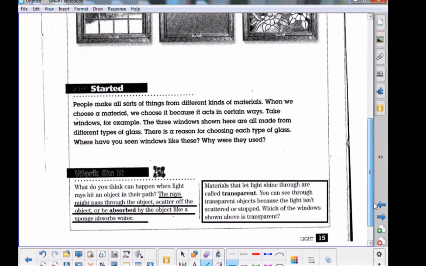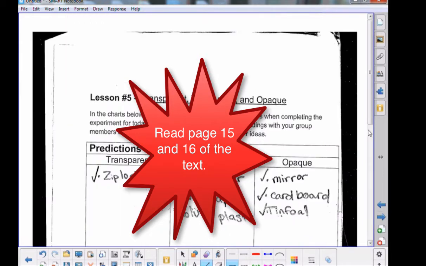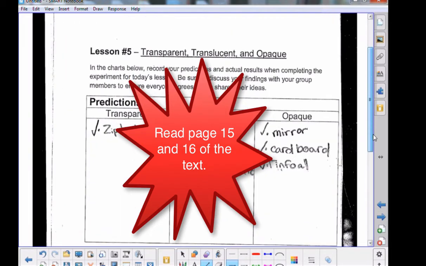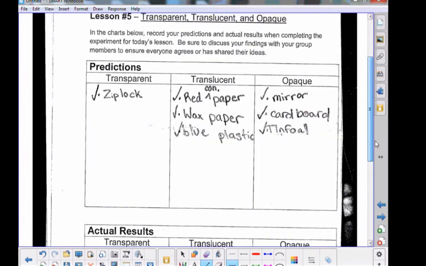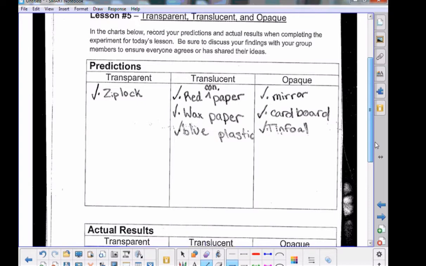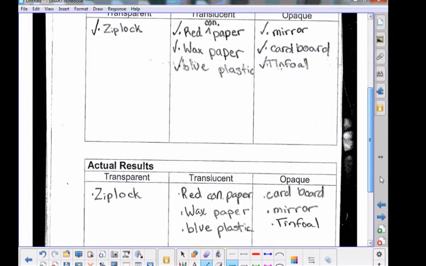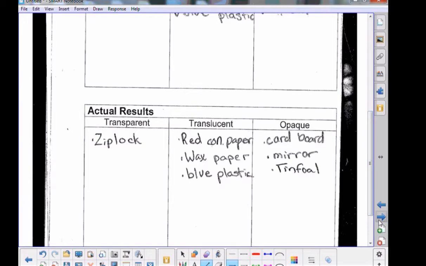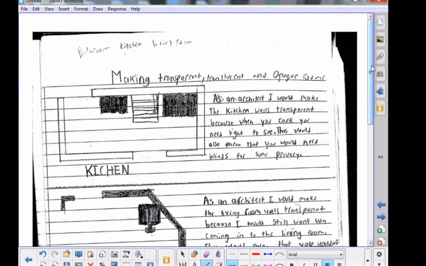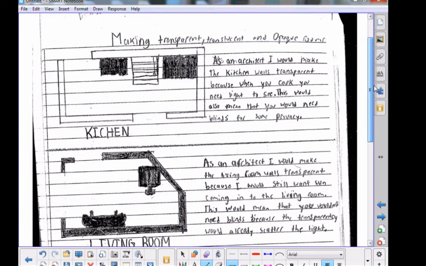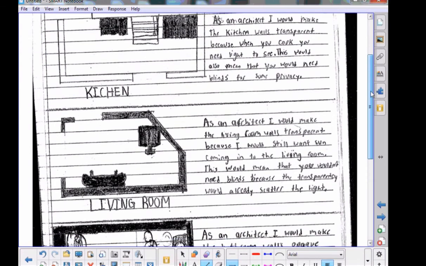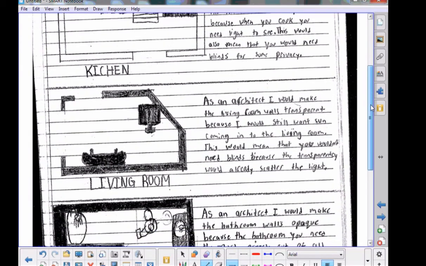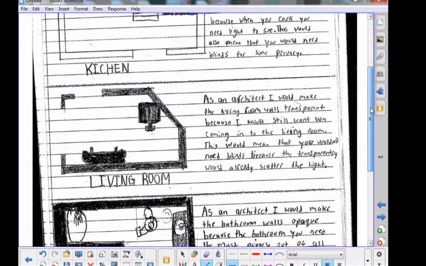Okay, again, I've highlighted information that's important here. You should have this experiment in your science notebook that we did, in which we made predictions about what was going to be transparent, translucent, and opaque, and then our results. This was an extension of homework again. Although these answers are subjective, meaning that each student can have different answers, they are examples of a student using critical thinking to give a proper explanation.